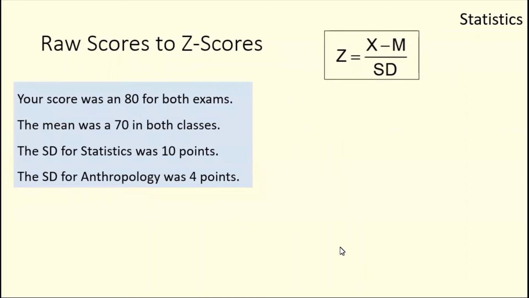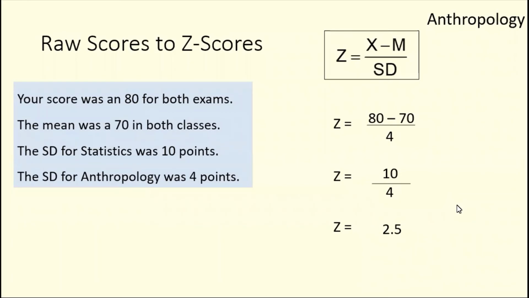If we put this in action, first looking at that statistics test score, if your score was an 80 for both exams, so 80 is your raw score here, 70 is going to be our mean, and our standard deviation for statistics is 10. So here we can see that we're going to get our raw score minus the mean, 80 minus 70, divided by 10, our standard deviation. 80 minus 70 is 10, divided by 10 is 1. And so here, our z-score for the statistics test is going to be a +1.